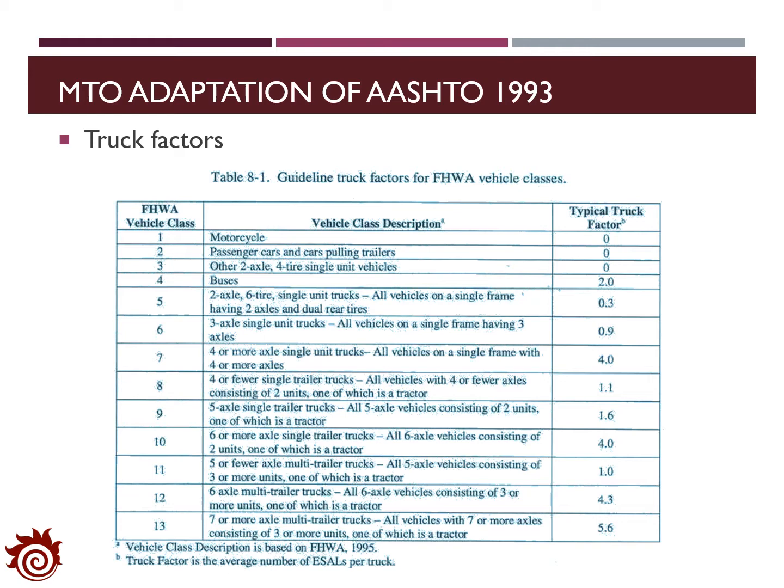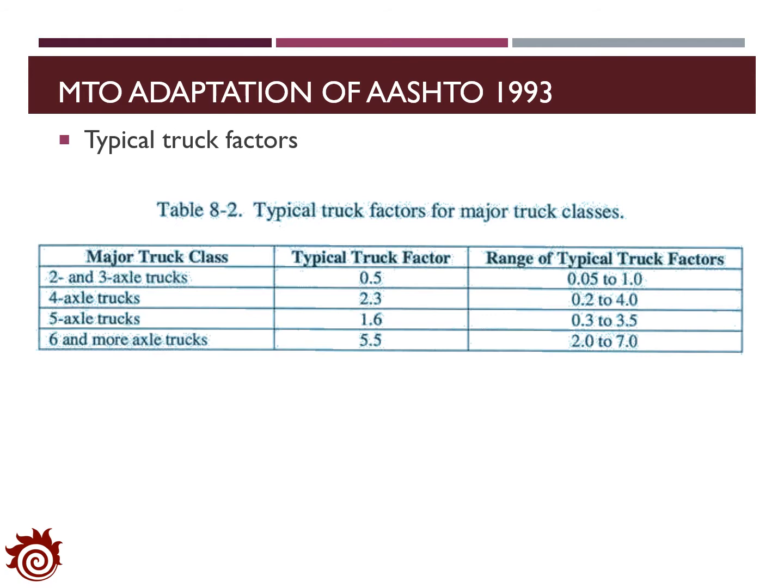Highway Administration, and this truck factor is also applied for the AASHTO 93 method. In Ontario, we also use some of these truck factors for the design of the flexible pavement. This table summarizes the typical truck factors for the major truck classes applied in Ontario highways. Basically, for 2 to 3 axle trucks, the typical truck factor is around 0.5, and it could range from 0.05 to 1, depending on the load of each truck. While for the truck with 6 or more axles, the truck factor could be as high as 5.5, and the range is around 2.0 to 7.0.